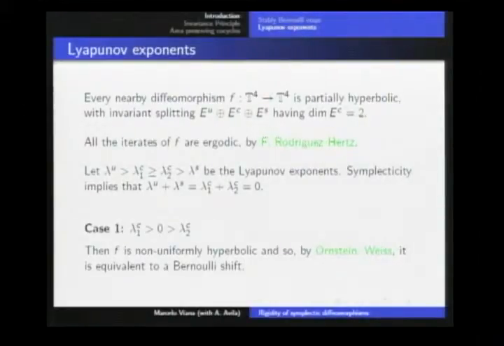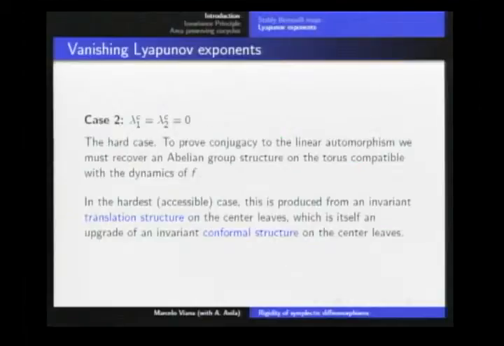So there are two cases. Either, when you take a nearby diffeomorphism, the center exponents became non-zero, that is, f is non-uniformly hyperbolic. That, together with the fact that all iterates of f are ergodic, implies that the map is Bernoulli. That's a general fact. There are various versions. The latest complete statement is by Ornstein and Weiss. So that's done. If the exponents become non-zero, then out of general principles, you get the Bernoulli property.